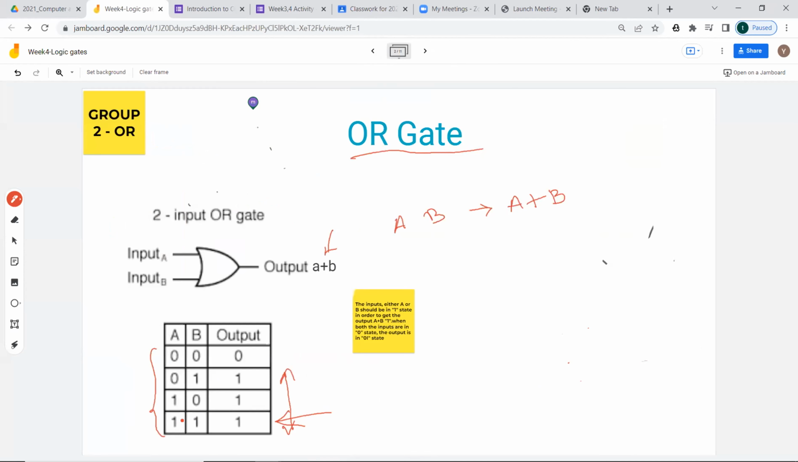Right? We are not going to consider the state 1 1 as 1. Instead, we are going to mark it as 0. So the meaning is either input A or B. Right? But in the O gate, what we just check is that at least one is there.